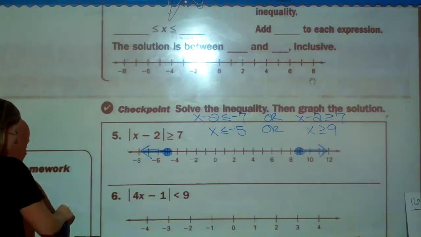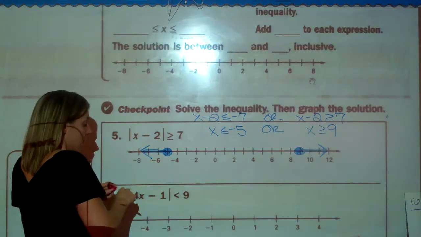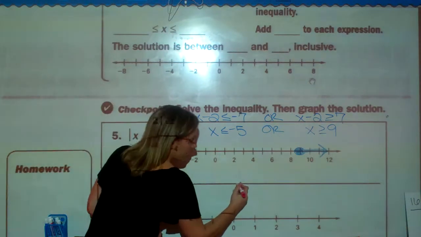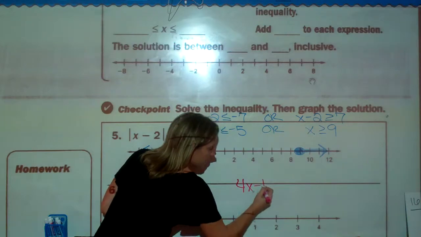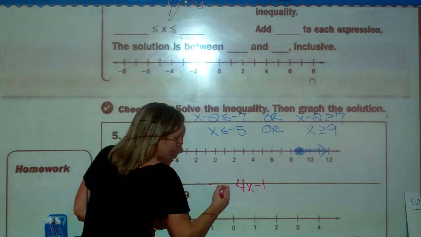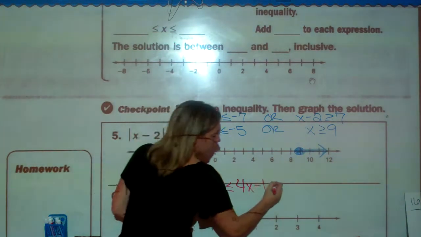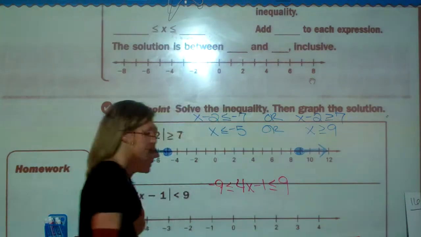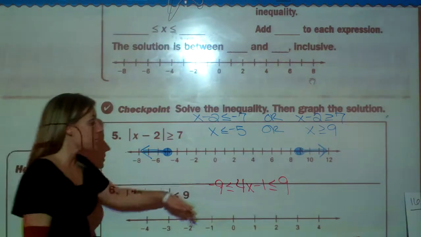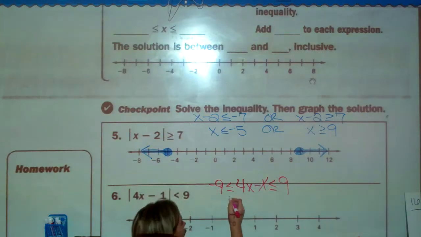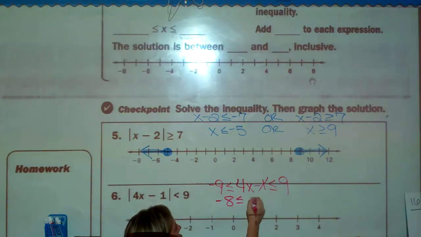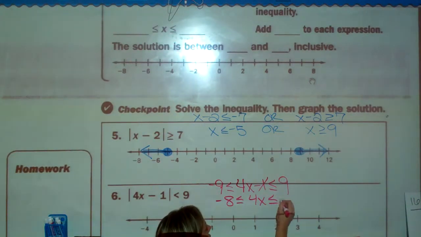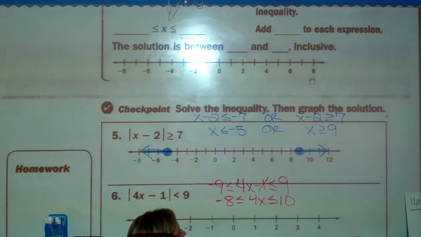And then this one, less than sandwich. So this goes in the middle of the sandwich. 4x minus 1. -9 is the lower end of the sandwich. +9 is the upper end. Okay, so then you just add 1 to both sides. You get -8 is less than or equal to 4x, which is less than or equal to 10.